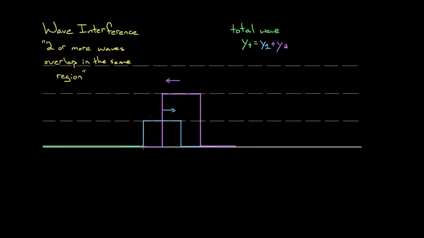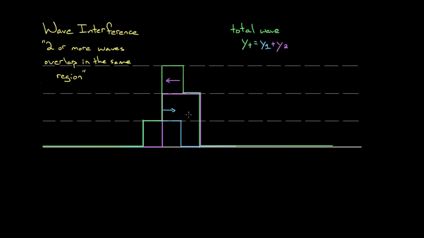1 plus 0 is 1, so my total wave would look like this in that region. And now in this region, the blue wave is 1 unit high, the pink wave is 2 units high, 1 plus 2 is 3, so it would look like this in this region. Now over here, since the blue wave dropped down, we have to figure out a new value. So the blue wave has a value of 0, the pink wave has a value of 2, 2 plus 0 is 2, and so my total wave is going to look like this.